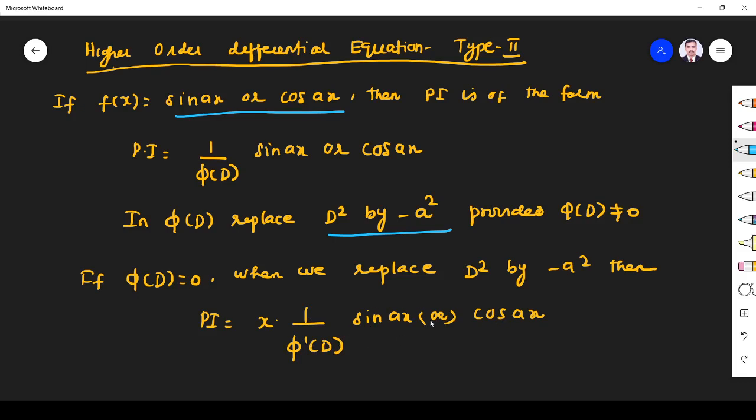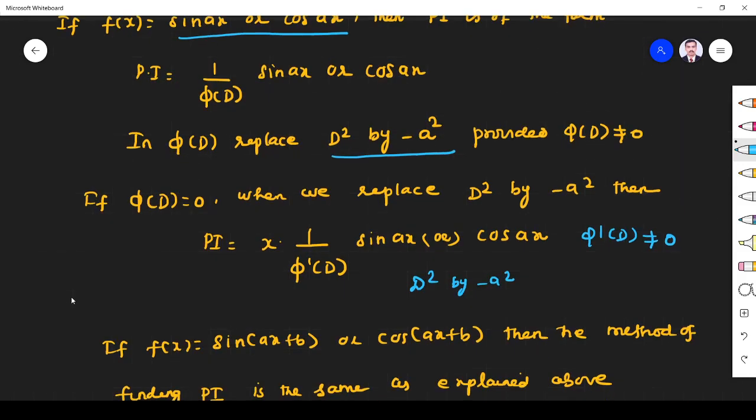Again, replace D squared by minus a squared in this denominator, provided phi dash of D is not equal to 0. If phi dash of D equals 0, then again multiply by x and differentiate a second time, so it will become x squared into 1 by phi double dash of D sin ax or cos ax. Like that it will go. When you solve the problem, you will understand how we are proceeding.